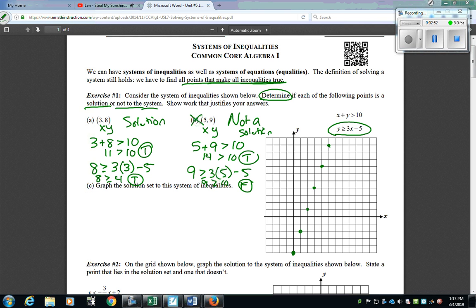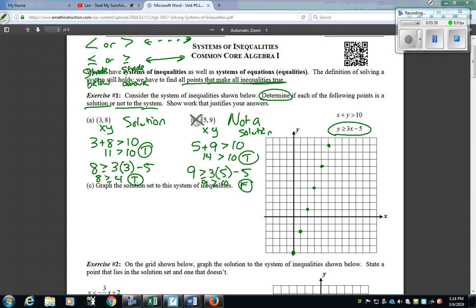Now, this goes to the chart in my classroom when we're talking about where to shade and what type of line. If we are talking about a less than or a greater than sign, those are going to be dashed lines. Less than or equal or greater than or equal are going to be solid lines because they include the equal part. For the less than, we're going to shade below, and for the greater than, we're going to shade above. So you can jot that anywhere. I think it might also be on the next page, depending on the copy that you got from me.